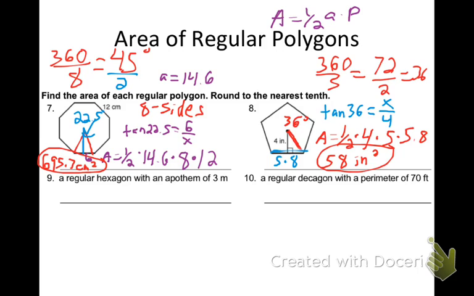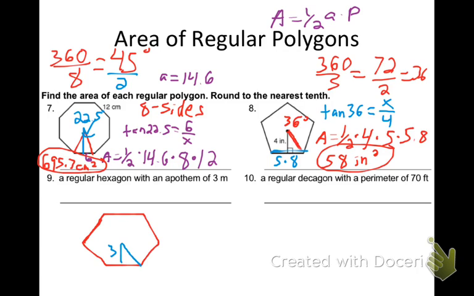Let's try number 9. What's wrong with number 9? They don't give us a what? Diagram. You don't have a diagram here. Hexagon has how many sides? 6. Hexagon has 6 sides. So I have 1, 2, 3, 4, 5, and 6. Okay. It says the apothem is what here? The apothem is 3.